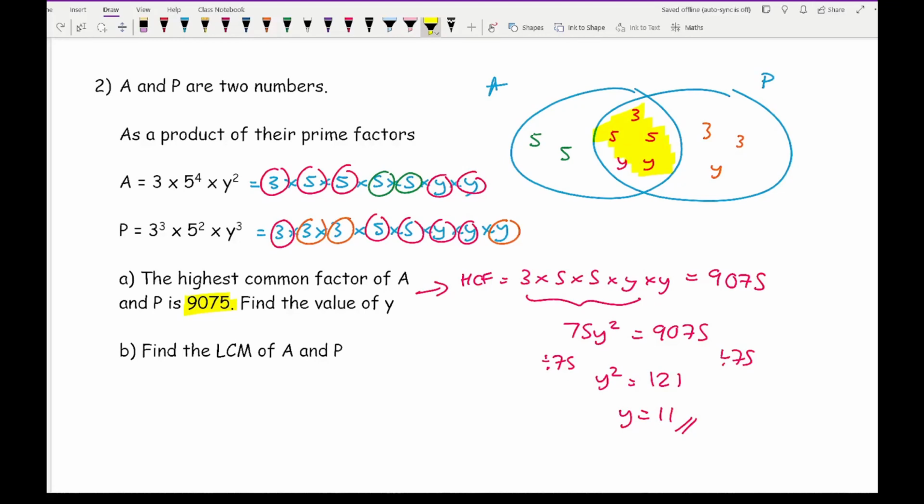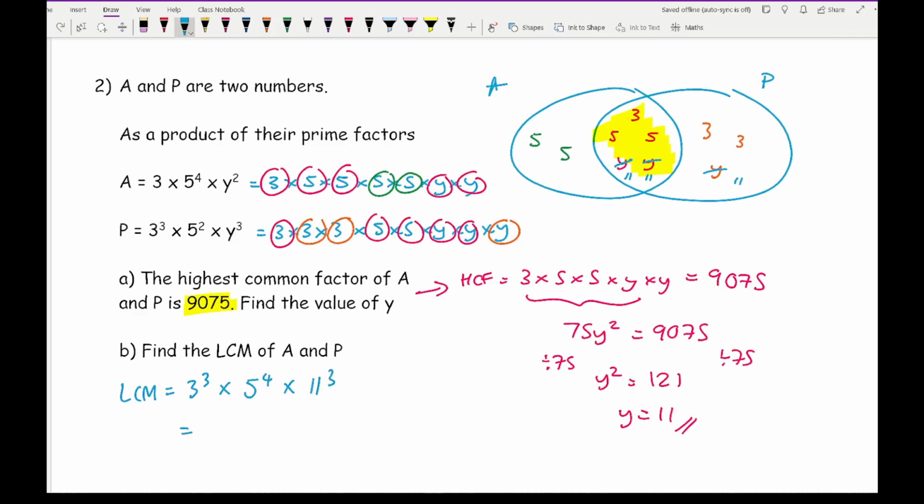So then moving on to question B, it says find the lowest common multiple of A and P. So from this, what I can then do is just simply replace y with 11, because I now know that y equals 11. So then from this, the lowest common multiple is then just multiplying all the numbers in the Venn diagram together. So here I'm going to try and not write a really extensive list. So I've got 3 3's, so that's going to be 3 cubed. I can see 4 5's, so that's 5 to the power of 4. And I've got 3 11s, so it's going to be 11 cubed.